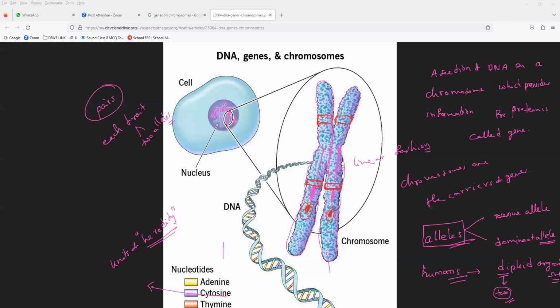So you can see all the two alleles of a pair are always located at the same position on the chromosome. Please note it, everyone. Same position on the chromosome pair.